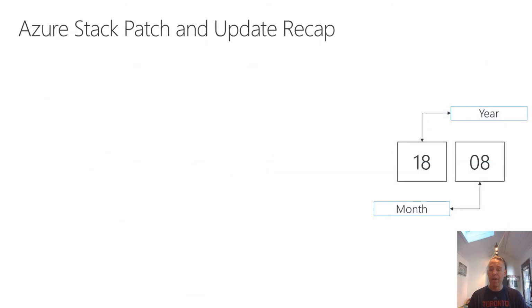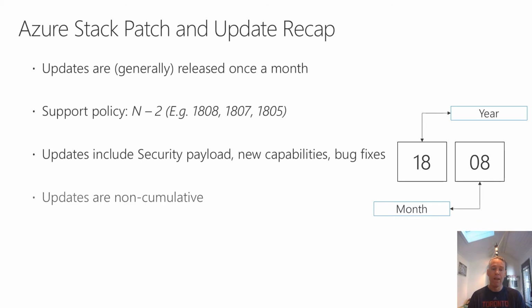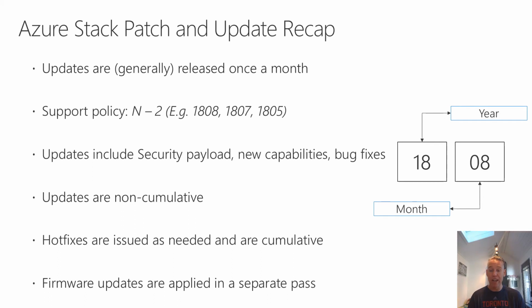So just to recap, the updates for Azure Stack come once a month, normally on the fourth Tuesday of the month, and they're referred to by a 4-digit number, 2 digits for the year, 2 digits for the month. So 1808 is our example here. We support you if your Azure Stack is running the currently released version or any of the 2 previous releases. If you go to 3 releases behind, you're technically not supported, and you may be asked to move up to a current version of Azure Stack before we continue supporting if we get a particularly thorny case.